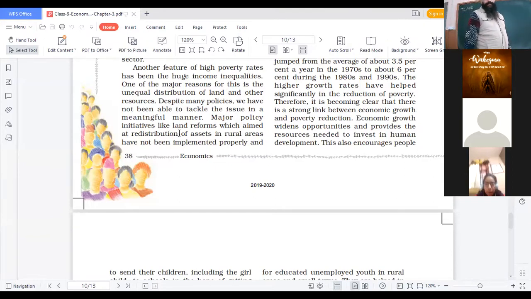provide job opportunities, like Punjab, Haryana, Delhi, Karnataka, Tamil Nadu. These are considered some of the prosperous states of India.